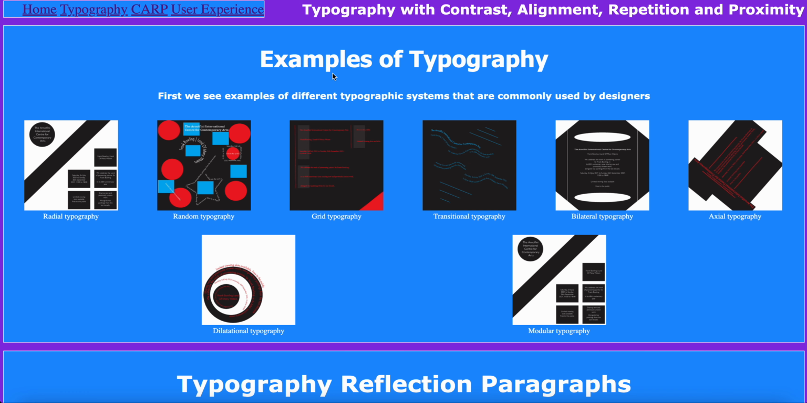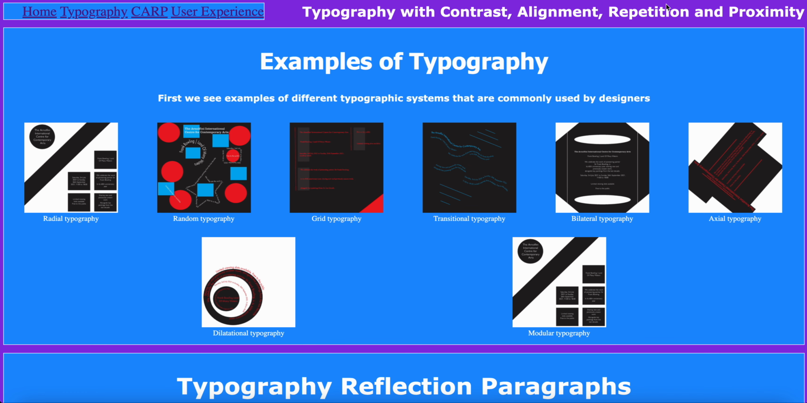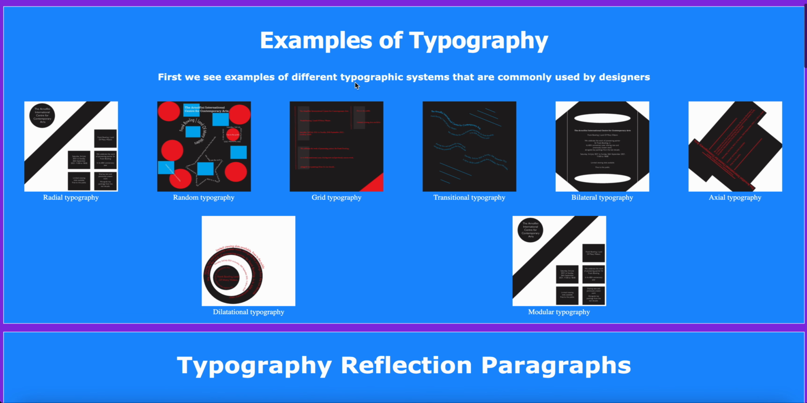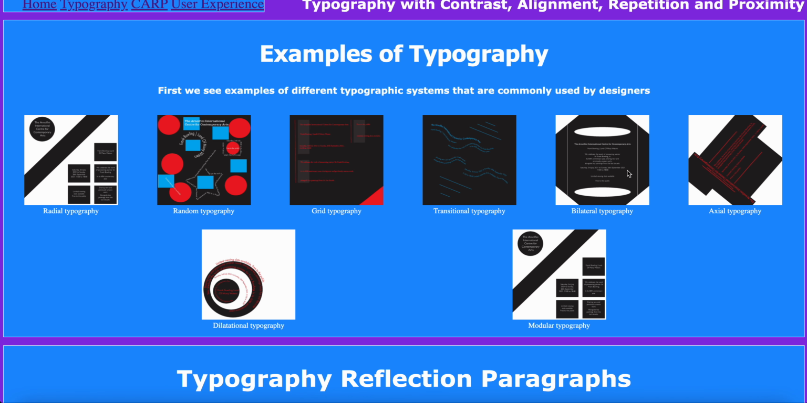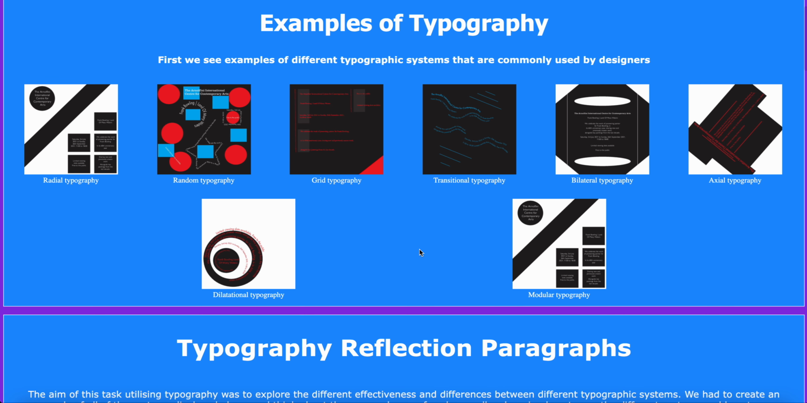So we start at the top of the website with the title up at the very top, outside of any blue boxes. I think this adds a certain difference to the title to make it not look the same as the rest of the website. And then the first element included on my website is the examples of typography. So it's got all the different types of typography that we went through in the lessons and in the tasks that we had to complete. And so I thought laying them out in an evenly spaced fashion would be nice.